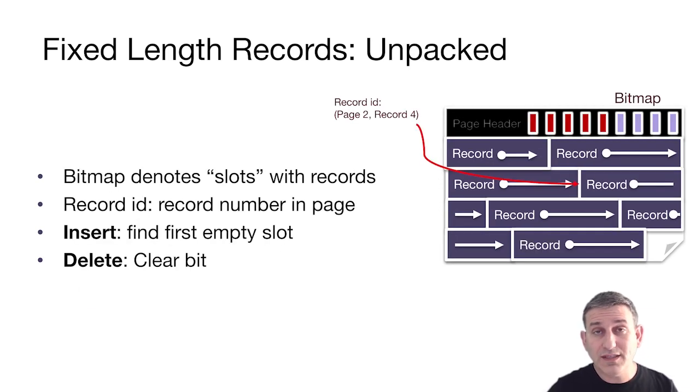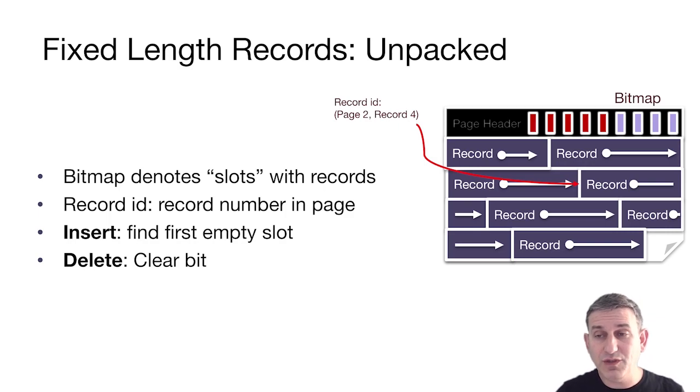Here's another alternative representation, which is to do fixed length records with an unpacked layout. The extra cost here is just to keep a bitmap in the page header that's going to have a bit for each slot on the page. And the record ID now is going to be the page ID and then the slot number in the page. So to do an insert, we're going to find the first empty slot, and we can find out which slots are empty by looking in the bitmap. In this picture, red means a full slot and blue means an empty slot. So for insertion, we just find an empty slot and put the record there and mark the bitmap full.